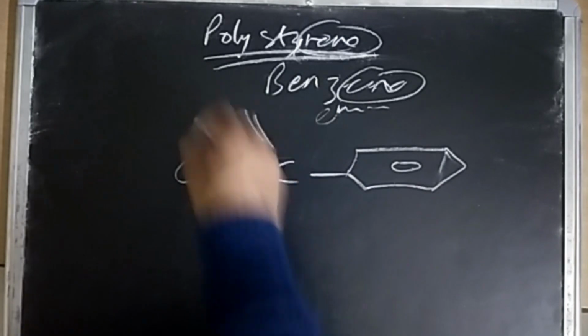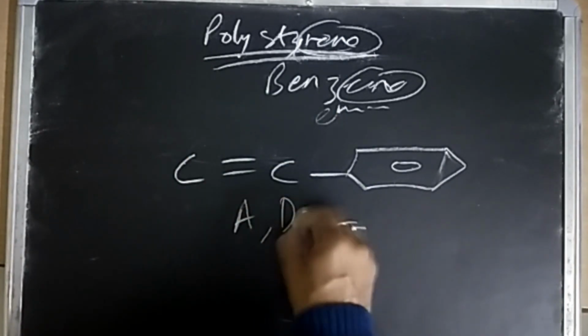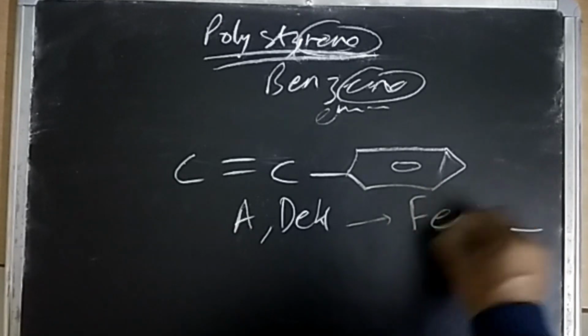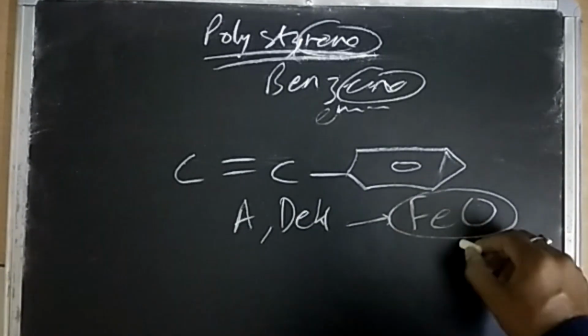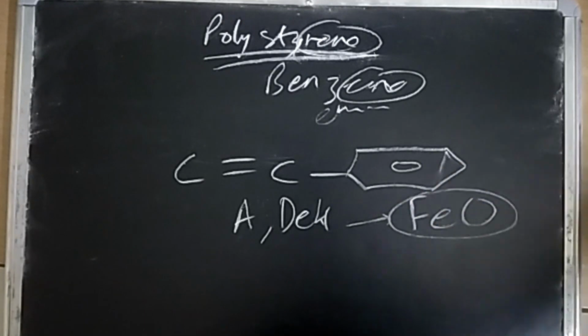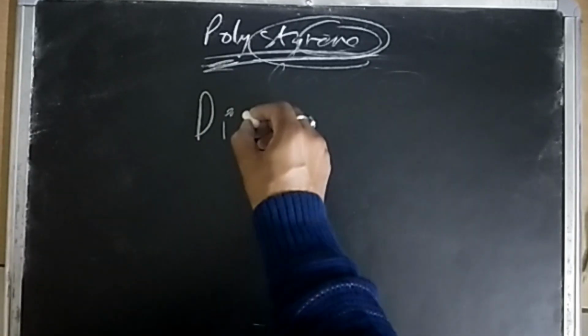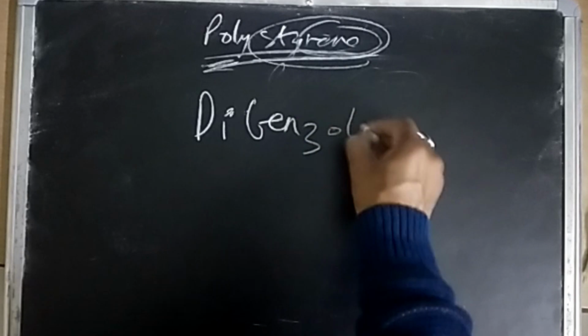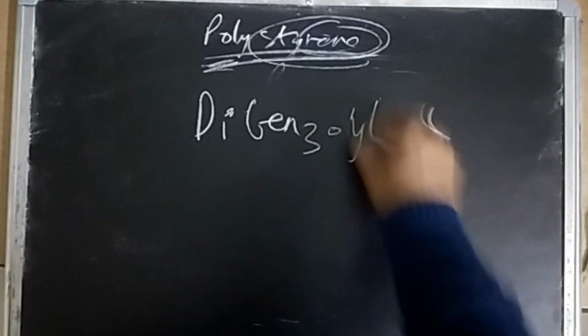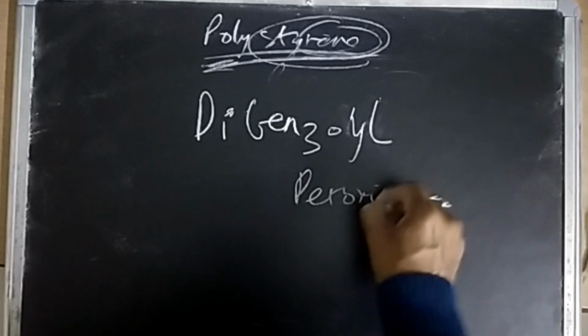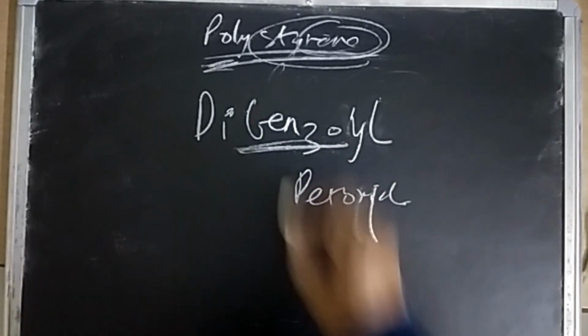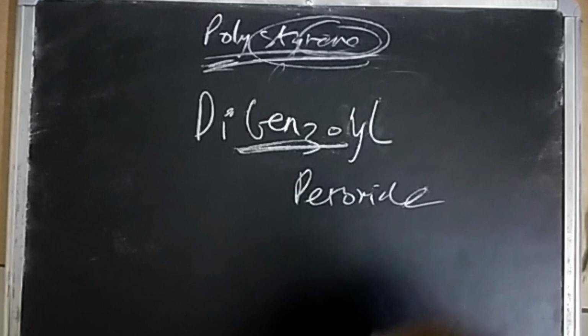Okay, and the alkylation and the dehydrogenation are carried out by iron oxides. Okay, so this thing you need to remember, that iron oxide does this. And for the styrene polymerization we use, now this uses benzene, so a similar initiator, dibenzoyl peroxide. So here benzene from benzoyl, so dibenzoyl peroxide is used.